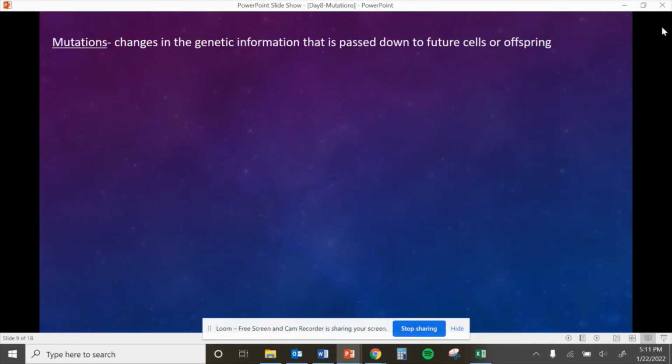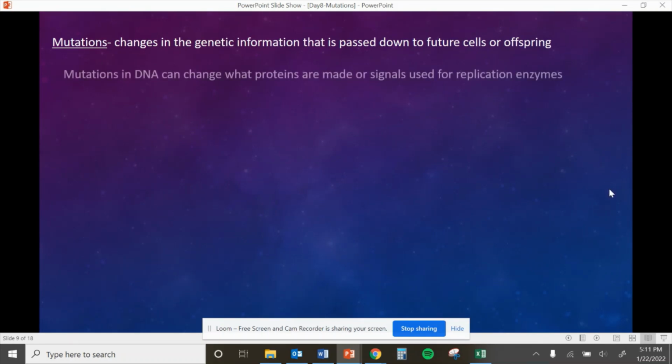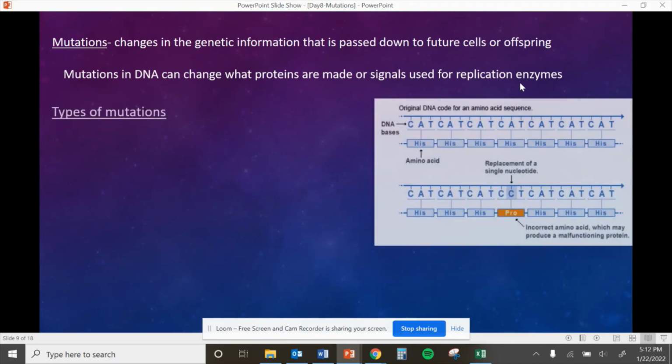Okay, so mutations, these are again those genetic changes that can then be passed down to future generations or offspring. And they can change what proteins are made because we're changing that DNA sequence. Or they could change parts of the DNA that are used to signal for replication enzymes or for gene expression. Okay, so we have a couple different types of mutations. One is a point mutation. It's also called a substitution mutation, where we are changing one nucleotide for another.